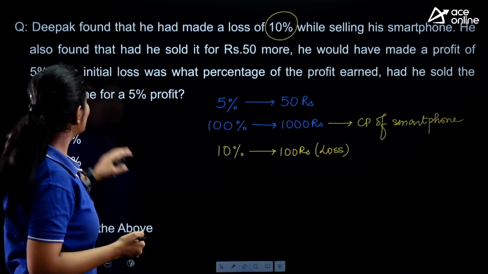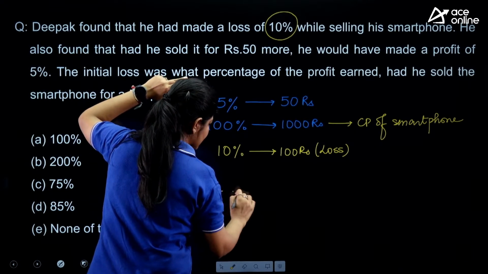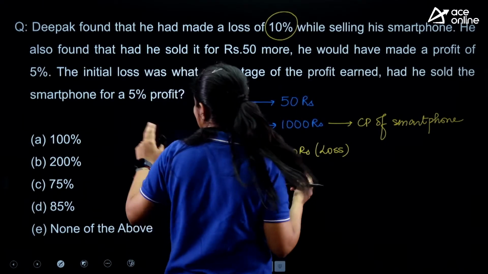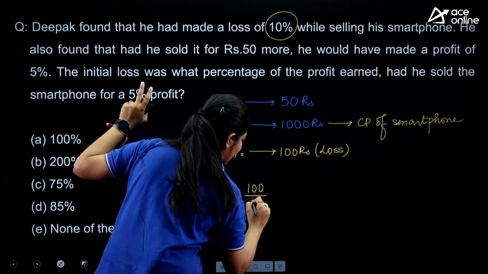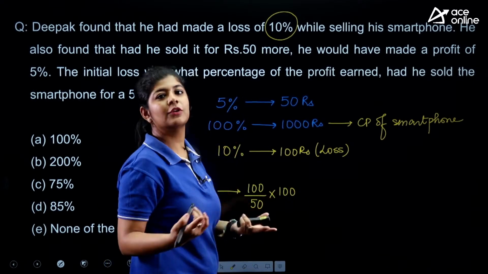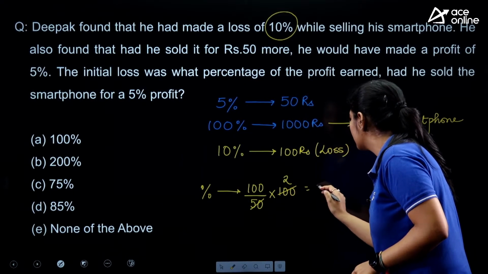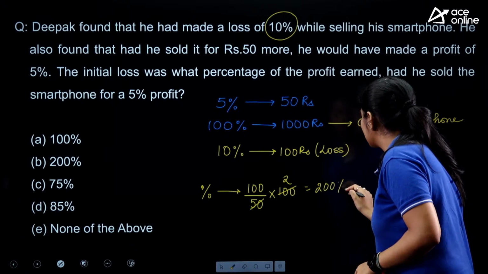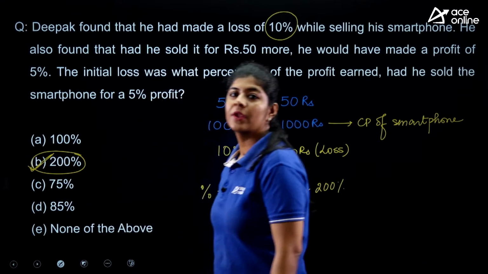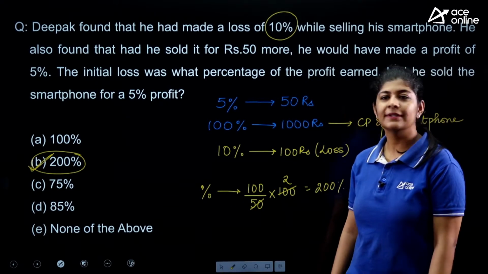Now we have to find out what percent the initial loss was. So we need to find out the percentage of loss over the profit earned when he is selling the phone with a profit of 5%. That means 100 over 50 multiplied by 100. Why? Because we need to find out the percentage. So here we are getting 200%, our answer is 200%. That means option number B is the correct one. It's a very simple one, right?